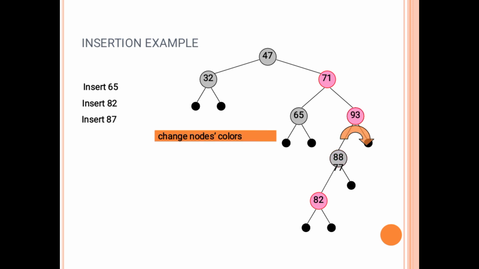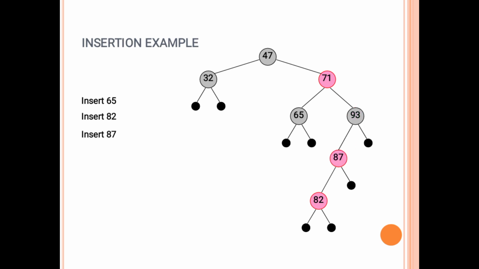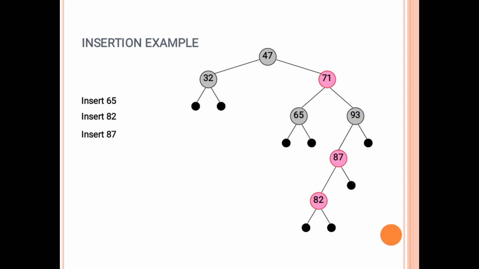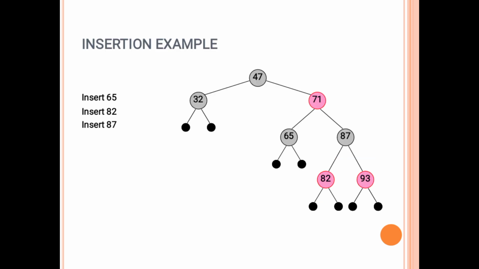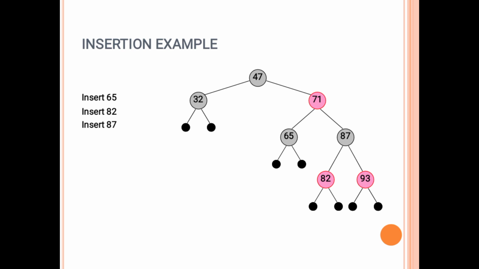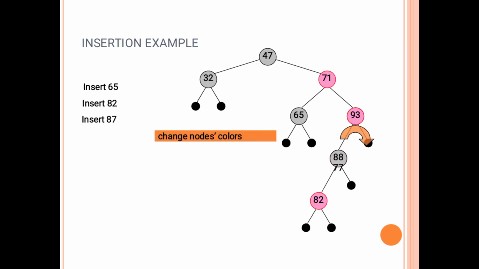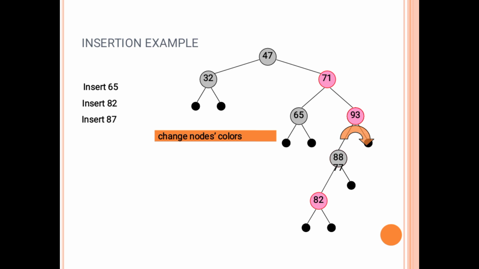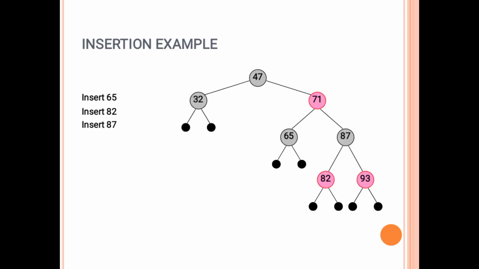Next we do the recoloring, changing the colors. Here 87, we do the rotations of 87. It means 87 comes above, with 82 on its left side and 93, and we do the recoloring. This is the recoloring and we do the rotation. This is the insertion of one element in a red black tree. Thank you everyone.